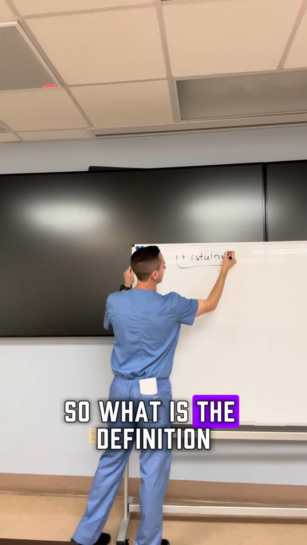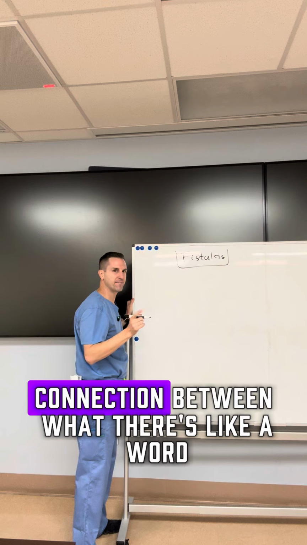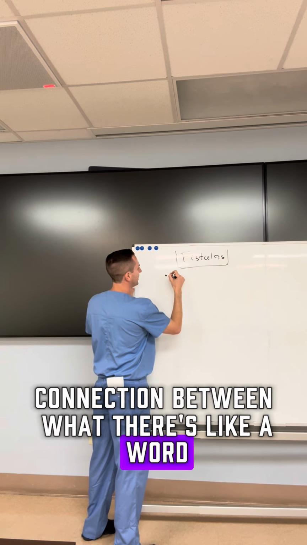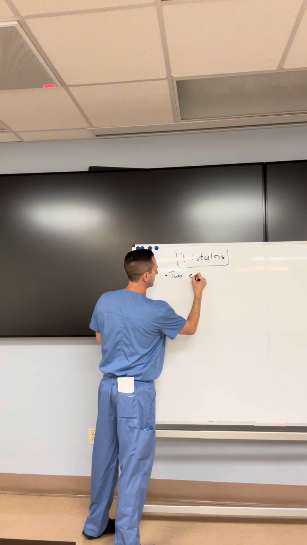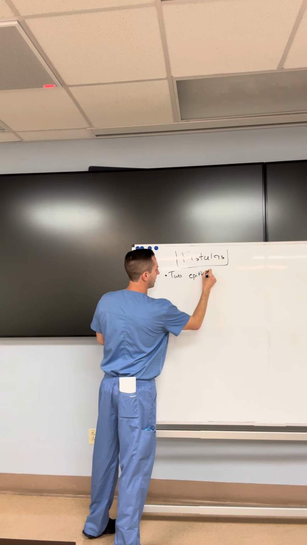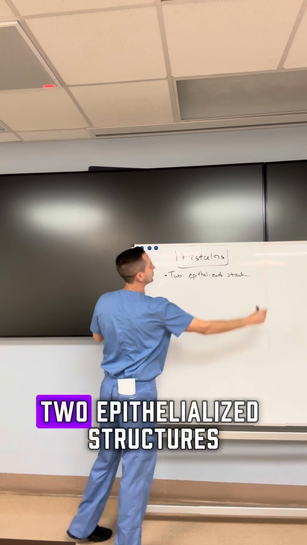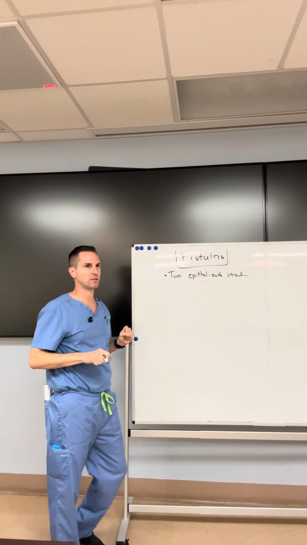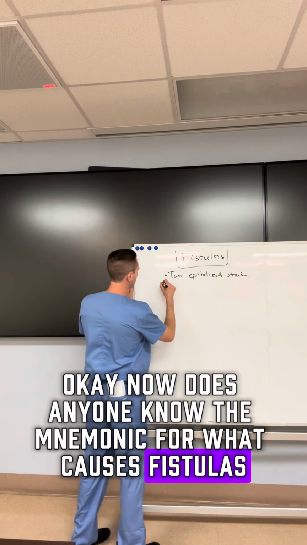So what is the definition, first of all, of a fistula? An abnormal connection. Between what? Vessels that shouldn't be connected. Not vessels. A better word: hole, opening, between two hollow, two epithelialized structures. Okay. Now, does anyone know the mnemonic for what causes fistulas?